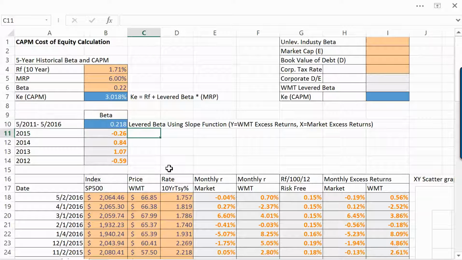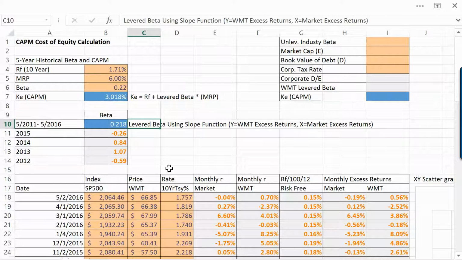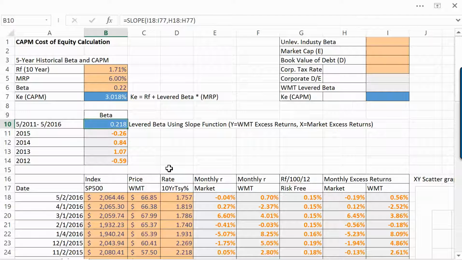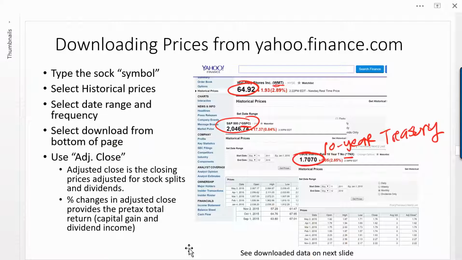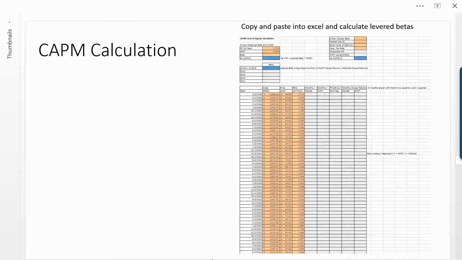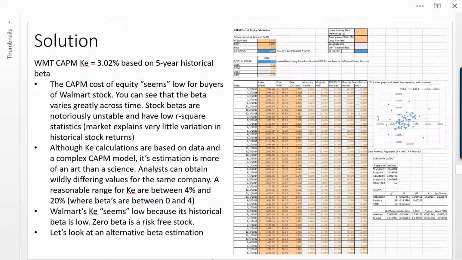So we call this estimation risk. We have this model that requires beta, and the long-term average is 0.218 using all the data, 5 years of data, but it's been as low as negative 0.6 and as high as 1.07. So I'm a little concerned about this model risk of estimating beta. Also, if you look at the beta, again, our R squared on that regression was only 16%, so it doesn't really explain a lot of the returns.